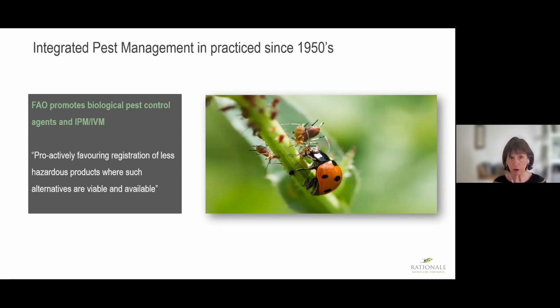So that's the Food and Agriculture Organization, which is part of the United Nations. And what they in particular are driving towards is proactively favoring the registration. So there's the use of less hazardous products where available, products where such alternatives are viable and available.